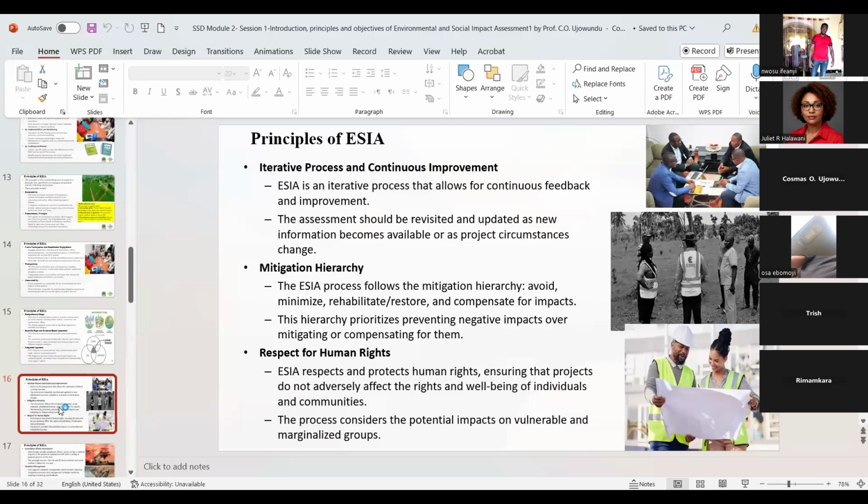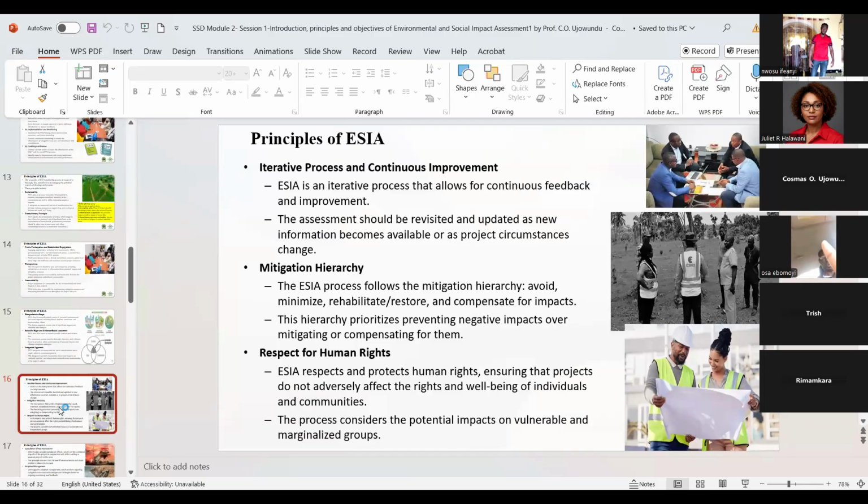Hierarchy of mitigation: mitigate based on hierarchy, which goes from avoid, minimize, restore, to compensate. So the first thing to do is to avoid completely. You minimize, then you restore, then you compensate. So the hierarchy prioritizes prevention, preventing negative impact completely, so that the issue of compensation and also restoration will not come up.